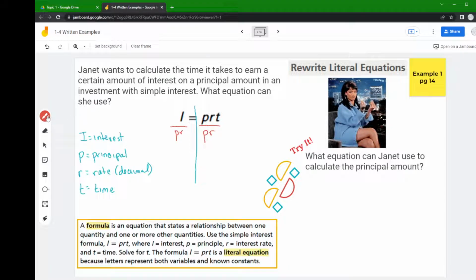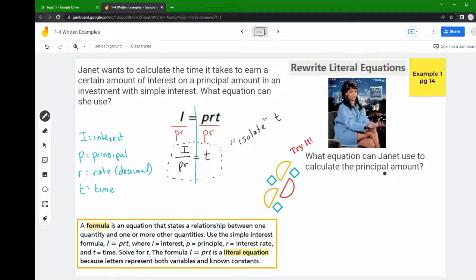And so on the next line of text, I'm going to have I over PR is equal to T, because here the P and the R cancel out, right? And so what we've done is we have solved for the letter T. Alright? And again, that's called isolating the variable.